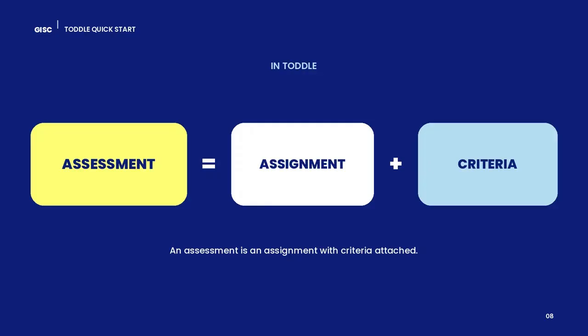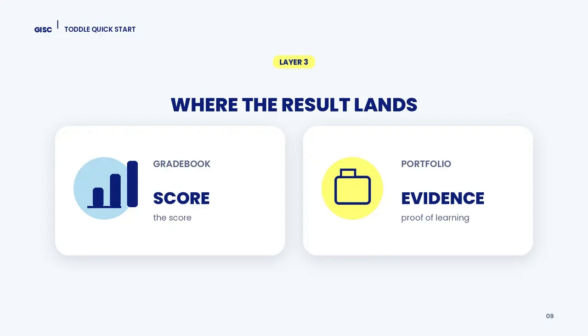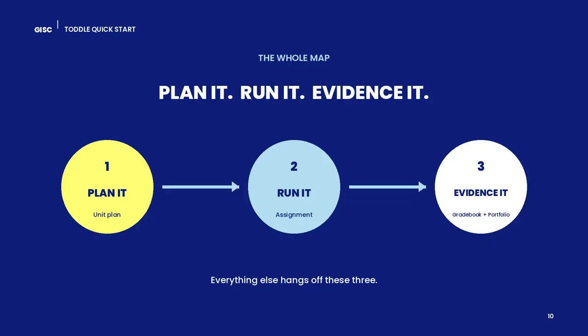And this matters. An assessment in Toddle is an assignment. It just has assessment criteria attached to it. 3. Gradebook and portfolio. That's where the result lands. The score in the gradebook, the proof, what Toddle calls evidence in the portfolio. Plan it, run it, evidence it. Everything else in Toddle hangs off these 3 boxes.